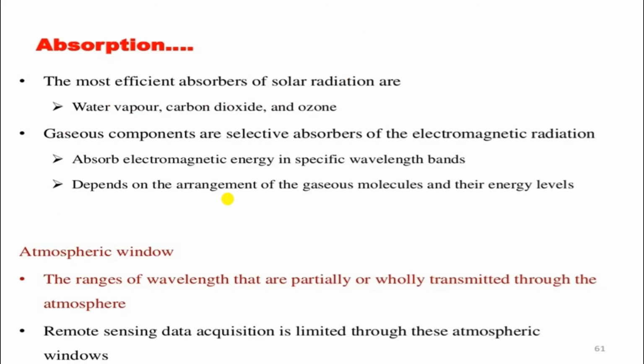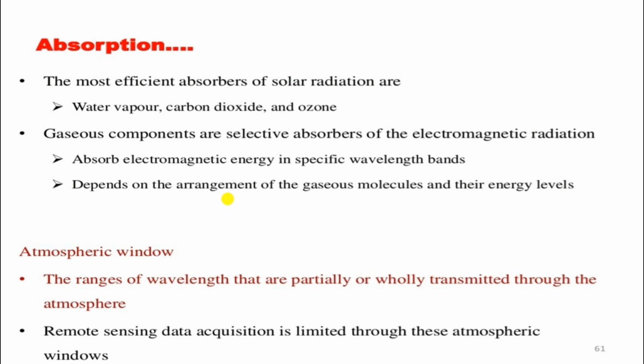Now, what is absorption? Absorption also depends on the absorber. Absorbers play a great role during solar radiation. They are water vapor, carbon dioxide, and ozone. Gaseous components are selective absorbers of electromagnetic radiation. They absorb electromagnetic energy in specific wavelength bands, depending on the arrangement of gaseous molecules and their energy levels.